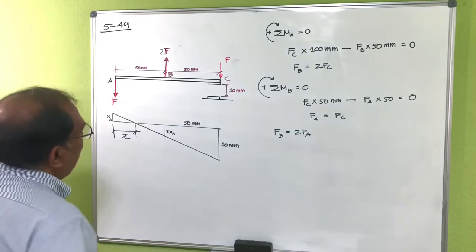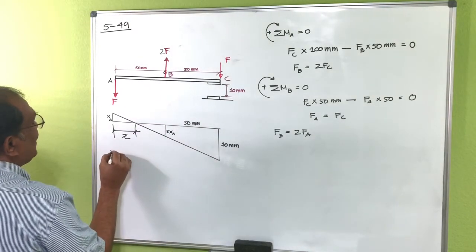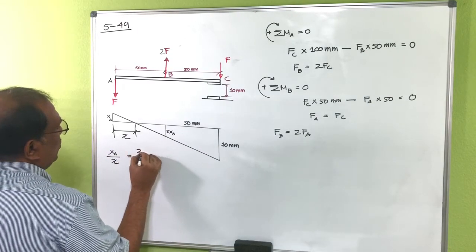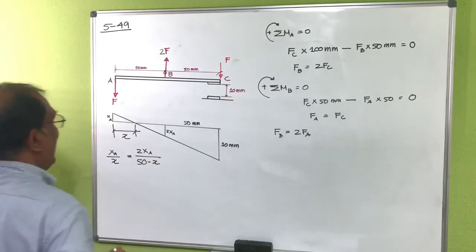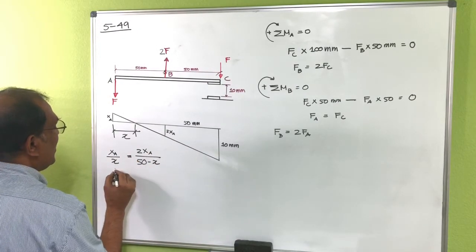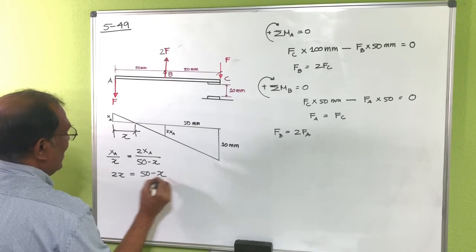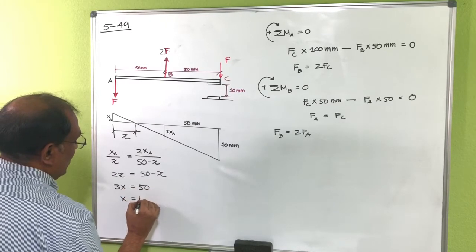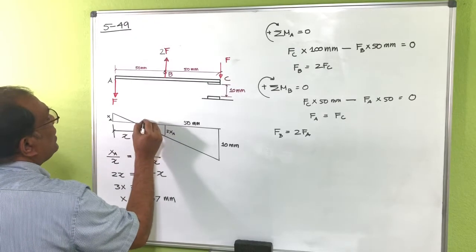Now, if I consider these two similar triangles, then I can say xA divided by x is equal to 2xA divided by 50 minus x. Okay, so if you cancel xA here, you can see basically 2x is equal to 50 minus x, so basically 3x equal to 50, so x equal to 16.67 millimeter. So from here to here is basically 16.67.